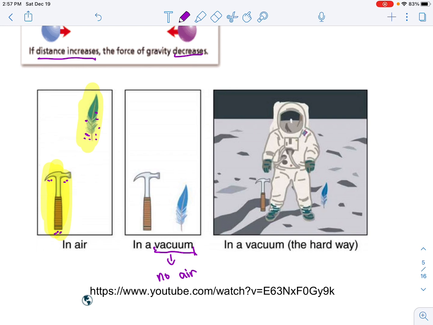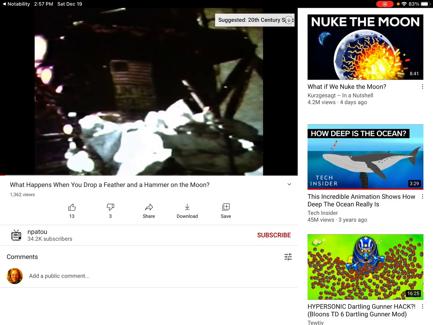And this was proved on the moon by the astronauts when they went up there in the 70s and tried this experiment. So I wanted to show you the video of this. Let's see if this works with my screencast stuff here. And I'm hoping you'll be able to hear the sound.